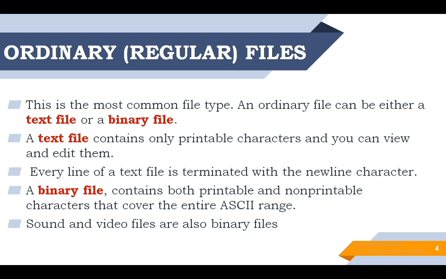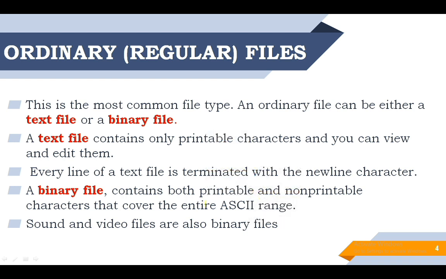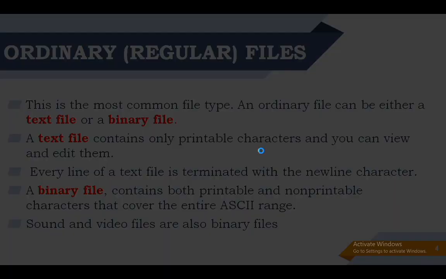The second type of ordinary file is the binary file. It contains both printable characters and non-printable characters, covering the entire ASCII range. Sound and video files are also binary files. Object files and exe files are examples of binary files.